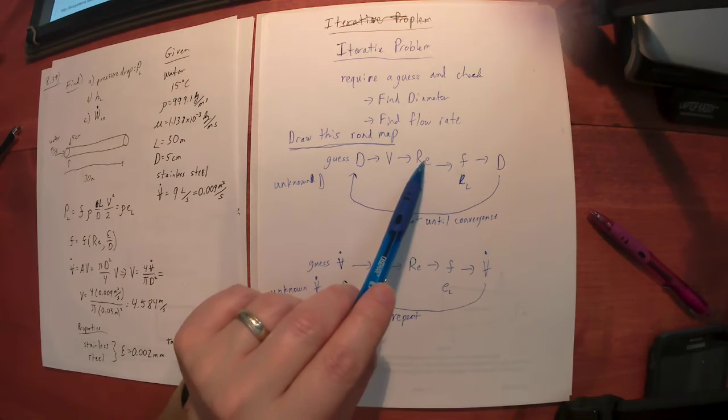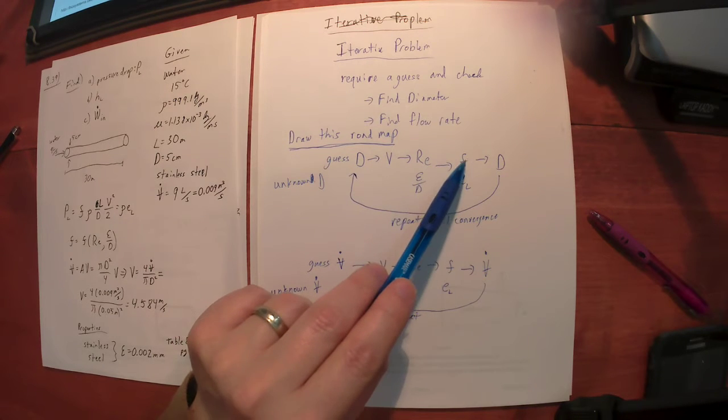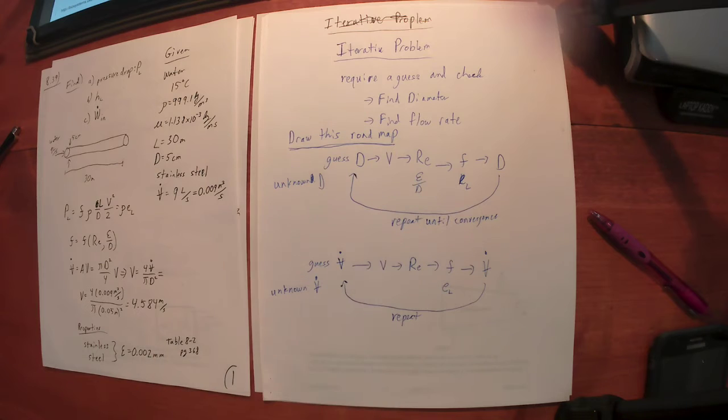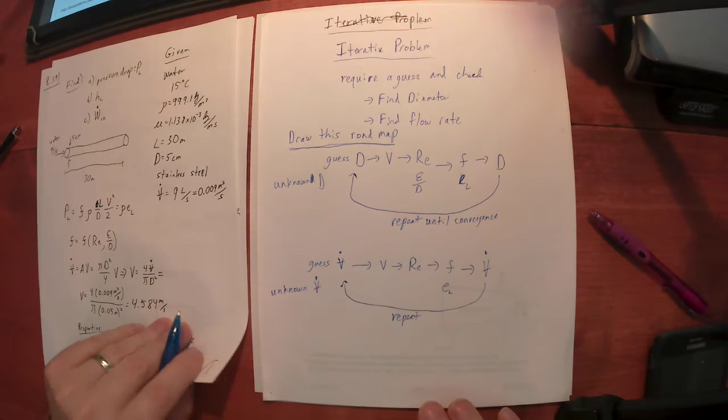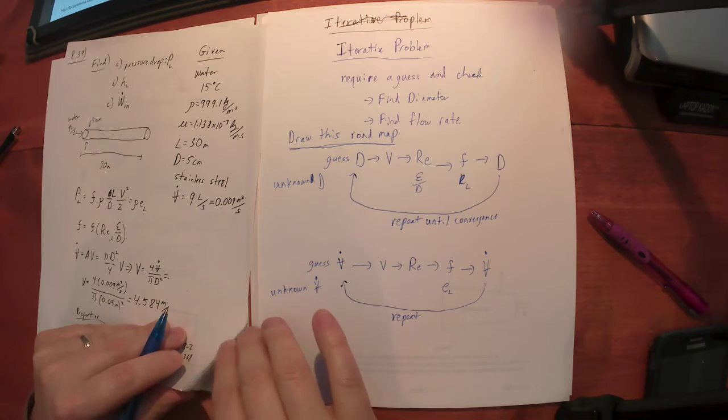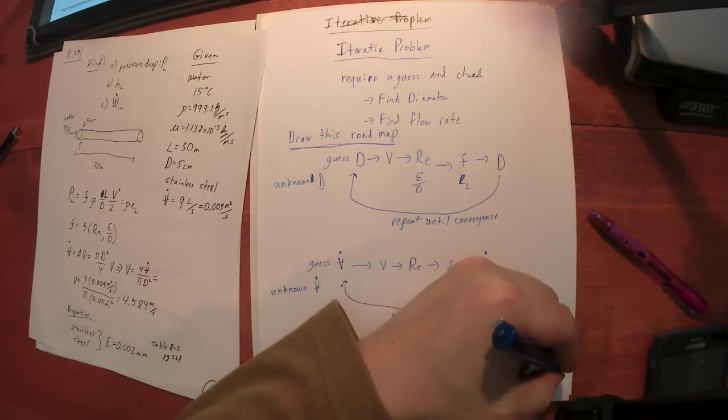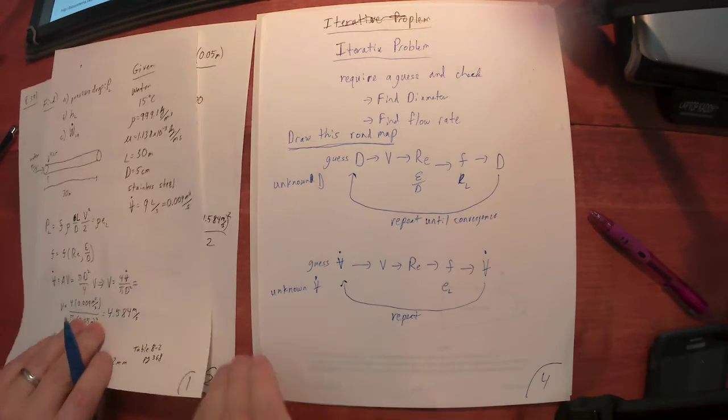Where are we? We just found the Reynolds number. What are we going to do with that? We're going to find the friction factor, and that gives us a better value for diameter, etc. Okay? All right. So this is page number 4. Trying to stay organized here.